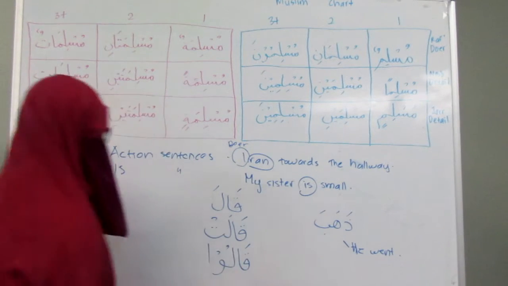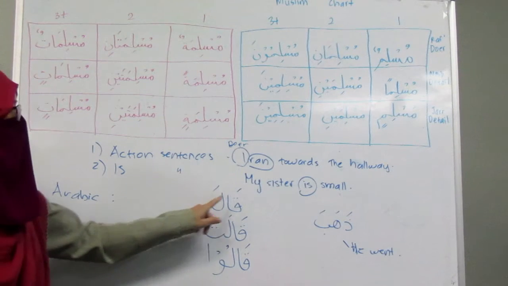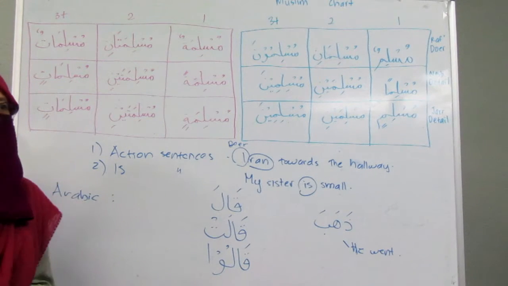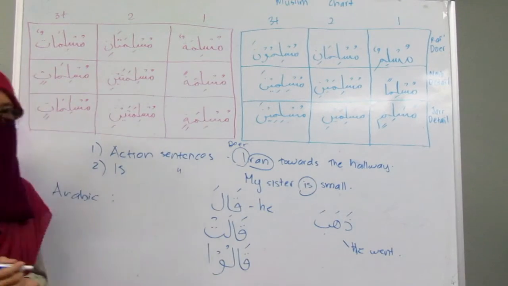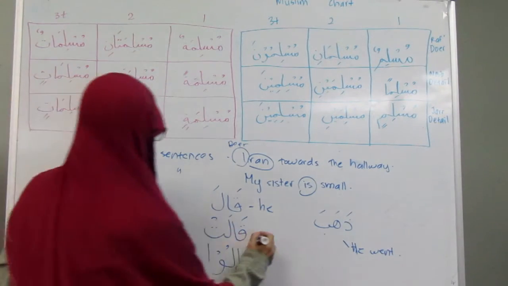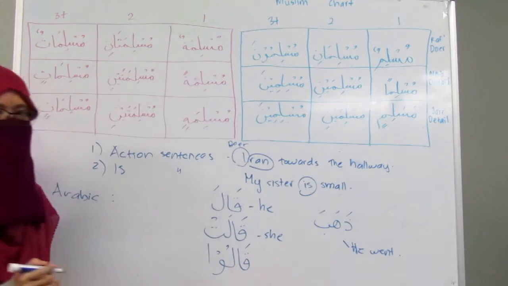So, for example, okay, before that. Qala, what's the ID? Meaning, what's the inside doer? He. How about qalat? What's the ID? She. How about qalu? They.